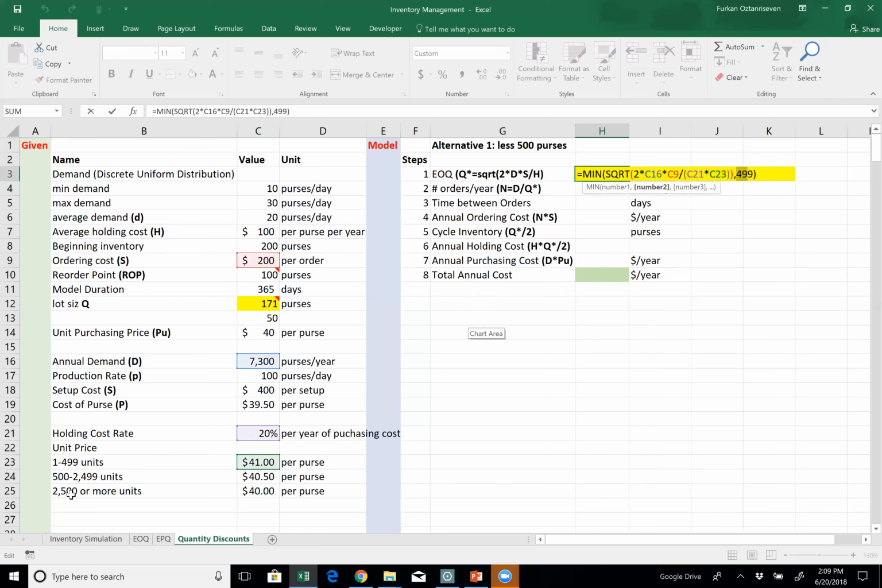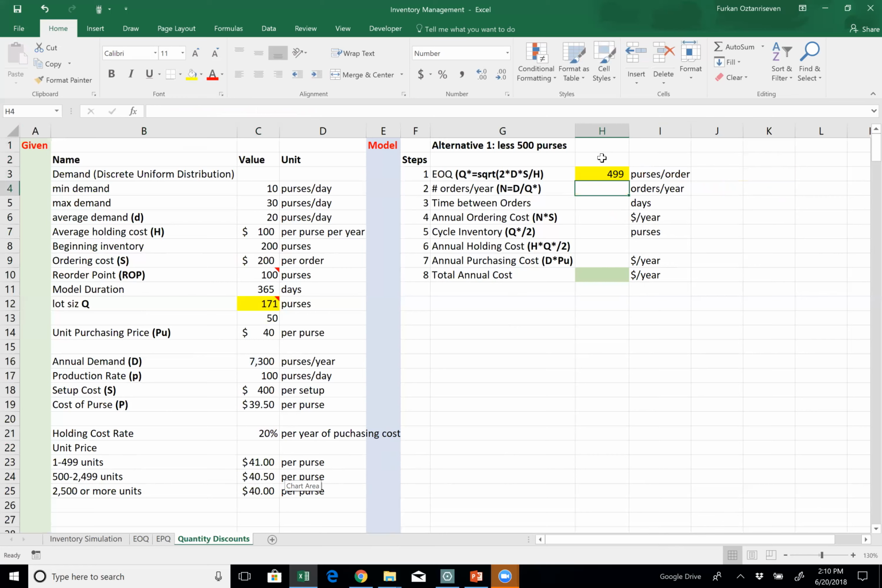But of course, I also need to consider the lower bound. To consider the lower bound effect, I need to put in a max function this time. And the number that I generated here, comma, should never be less than my lower bound. In this case, my lower bound is 1, because this $41 is the price that I only get if I order between 1 to 499. So my economic order quantity is now 499 purses.